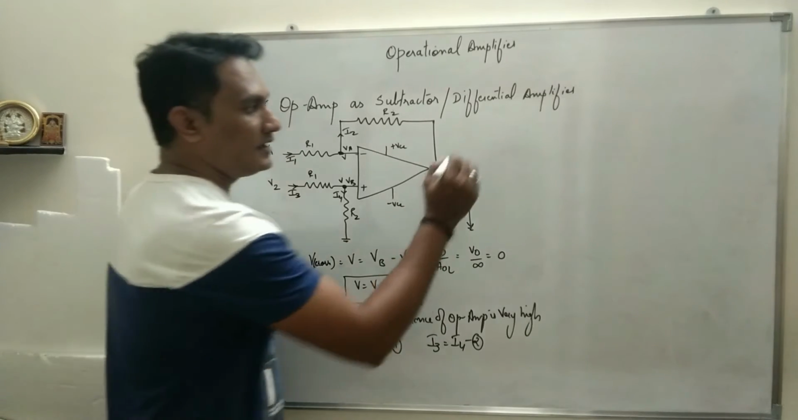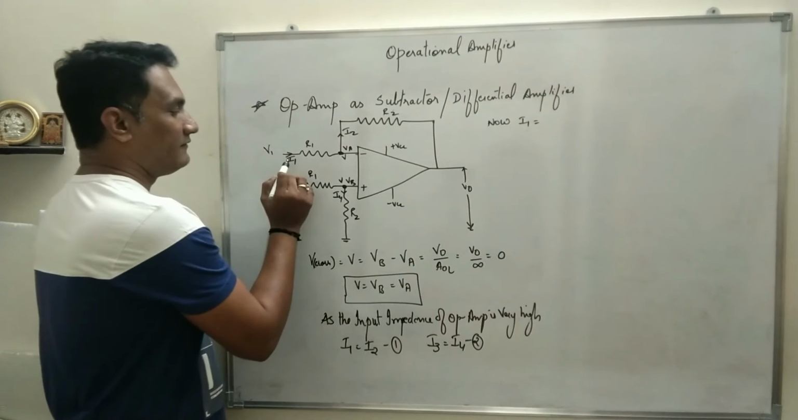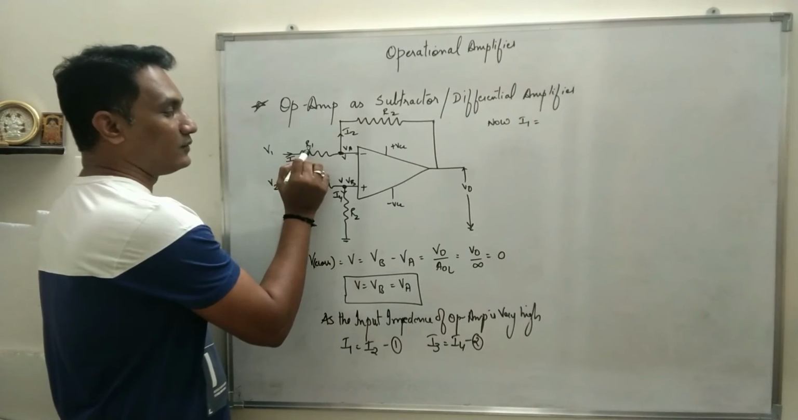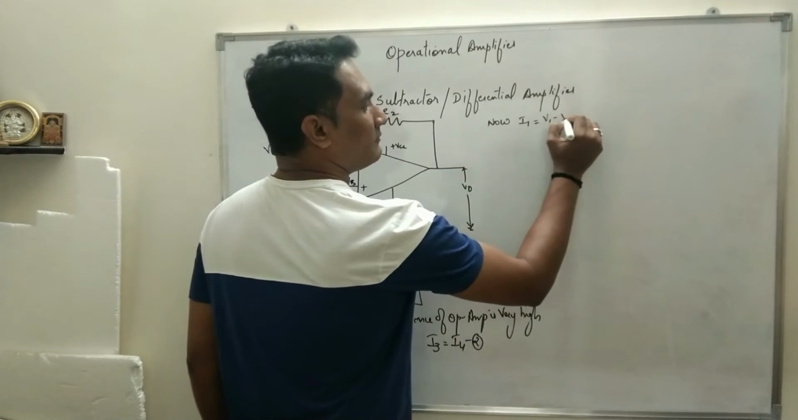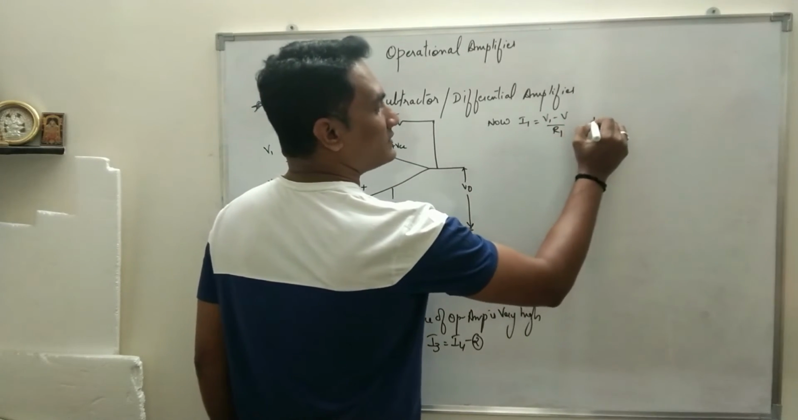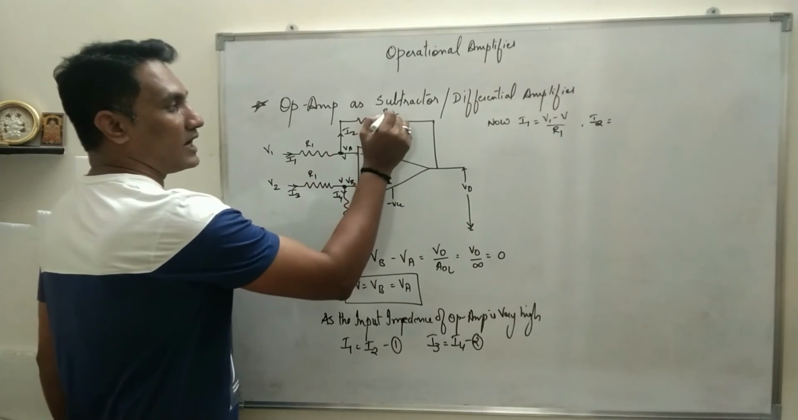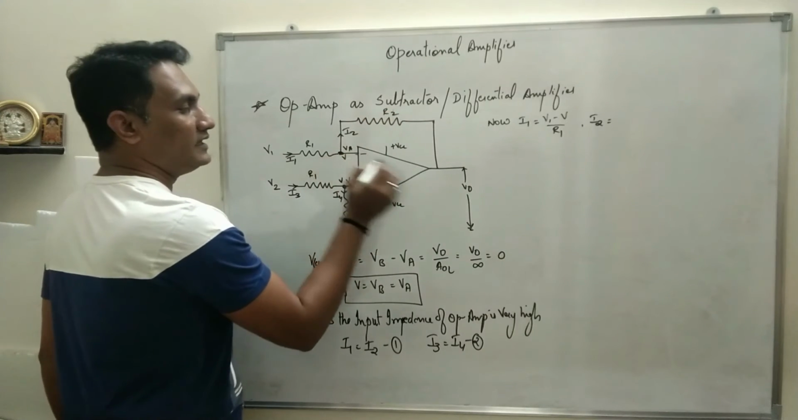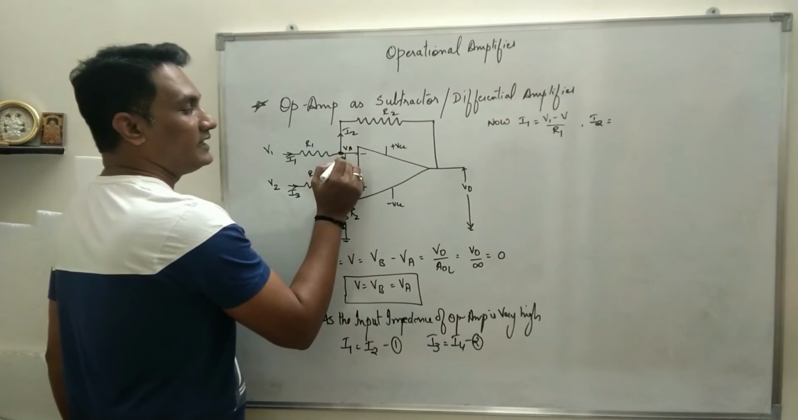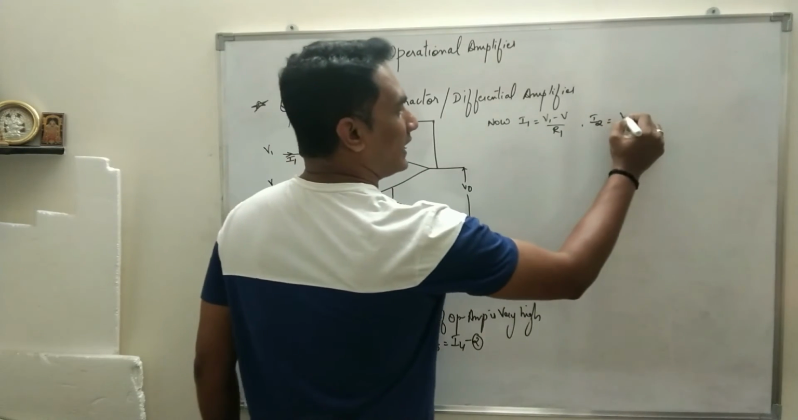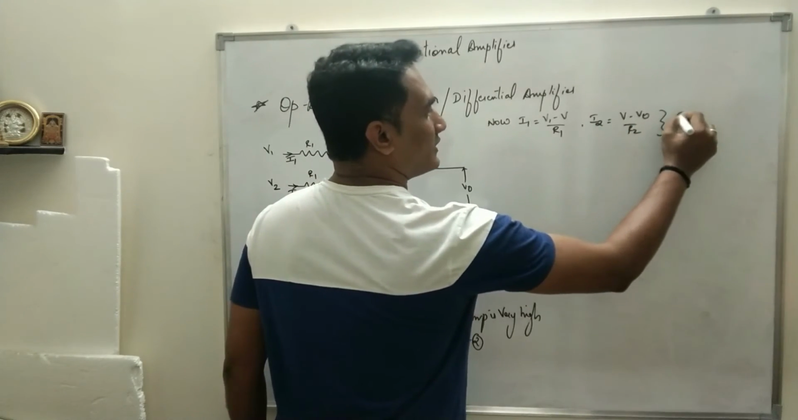Now what is I1? I1 is the current flowing through R1, and R1 is connected between which two points? V1 and V. So it will be V1 minus V upon R1. Similarly, what will be I2? I2 is the current flowing through R2. R2 is connected between which two points? VA and V0. The potential at VA we have considered to be V. So it will be V minus V0 upon R2. Let this be equation number 3.